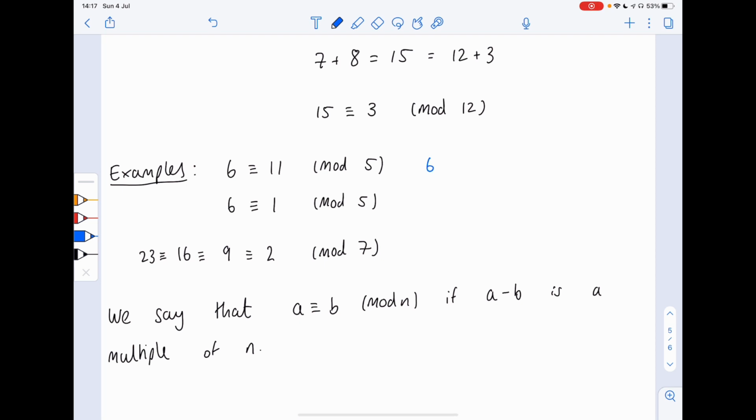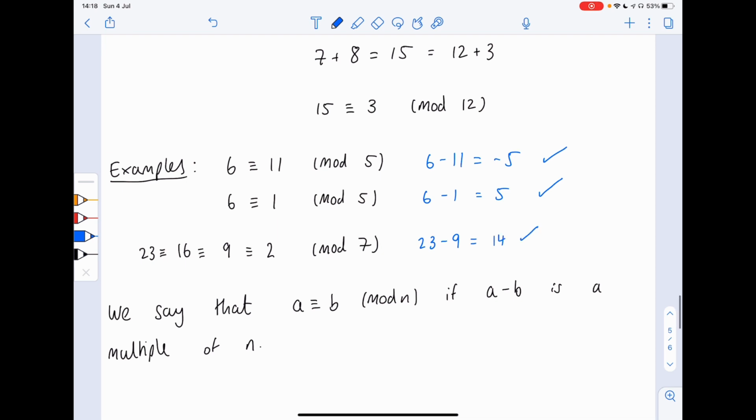So 6 minus 11 is minus 5, right? And that is a multiple of 5. So this kind of seems to fit our definition. 6 minus 1 is 5, which is a multiple of 5. Again, this fits our definition. And then if we pick any of these pairs here, I don't know, 23 minus 9 is 14, which is a multiple of 7. And I'll pick one more, maybe 16 minus 2, again is 14, which is a multiple of 7. So these are kind of the same thing.